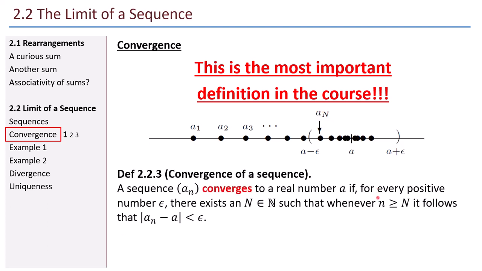A sequence, the sequence of A sub n, converges to a real number A if, for every positive number epsilon, there exists a big N, that's a natural number, and I think big N will be a subscript of A. There exists a big N such that whenever n is greater than or equal to big N, it follows that the absolute value of A sub n minus A is less than epsilon. I usually read this by saying that A sub n is within epsilon of A.